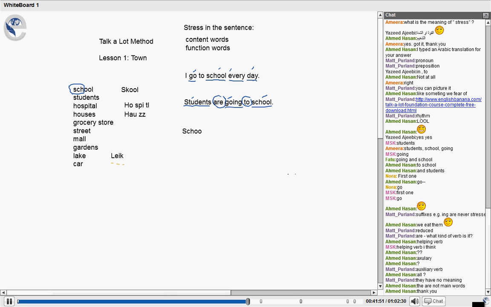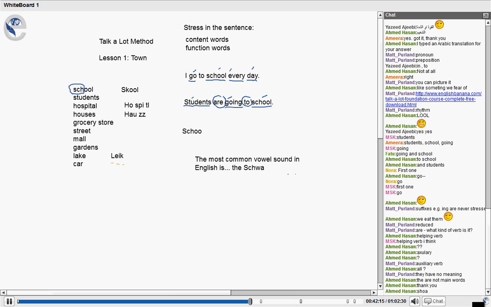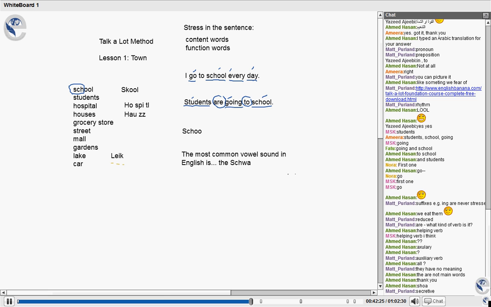To school. At this stage we should introduce the most common vowel sound in English. Do you know this sound? It has a special name in English, and it's called the schwa sound. Not many people know about it. It's quite secretive. But we need to know about it because we use it all the time. And it's usually in the function words. The schwa sound is a weak sound.